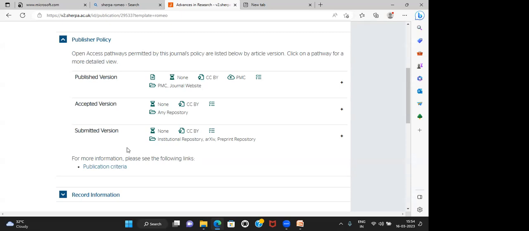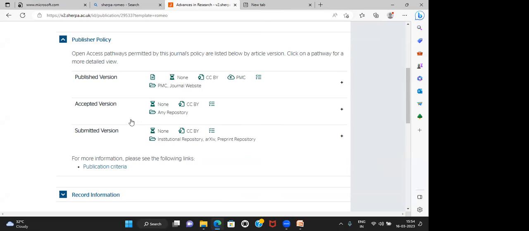Submitted version, basically, is the manuscript before the peer review, the version we are submitting, the manuscript that we have prepared to submit for publication. That is the submitted version.